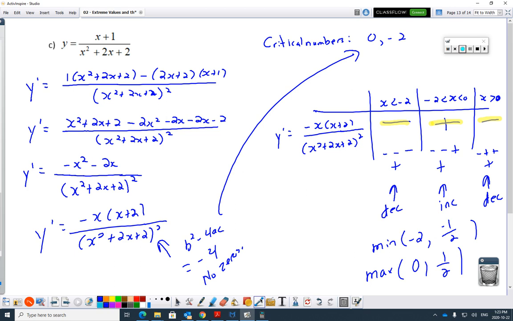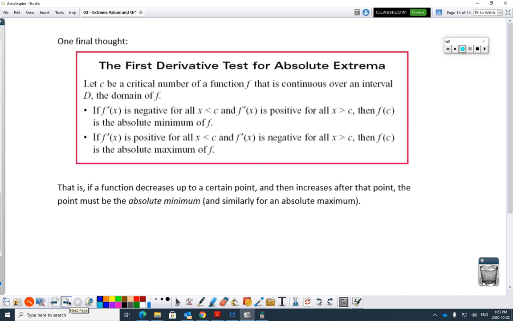More time? I don't think the last one's an example, it's just a thought. One final thought. Let me read the non-fancy version first. The non-fancy version says, if a function decreases up to a certain point and then increases after that, you found the absolute minimum. You don't have to go looking anymore. If you decrease all the way and then increase all the way after, you don't have to do any special research. You know that's the absolute max.